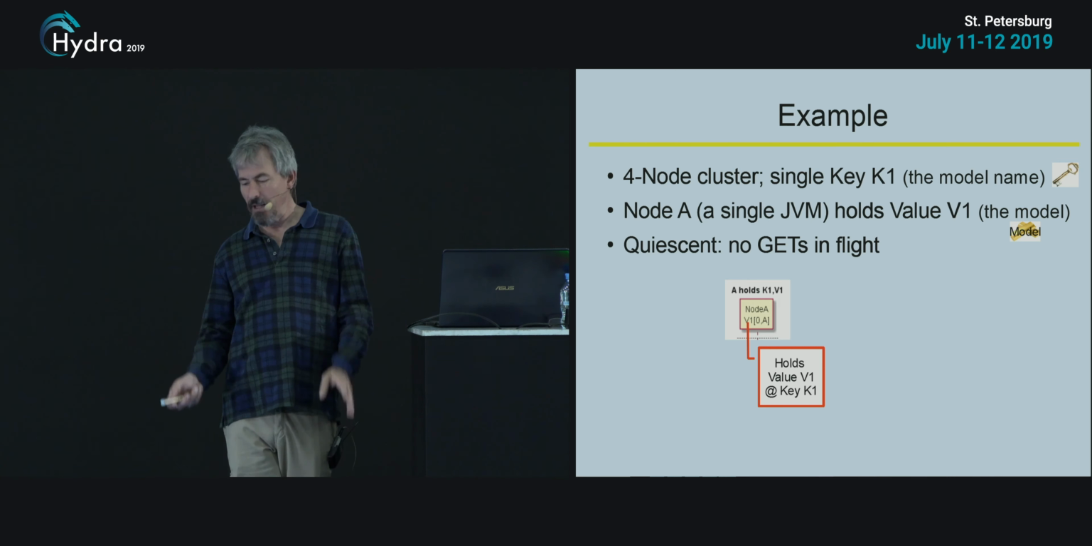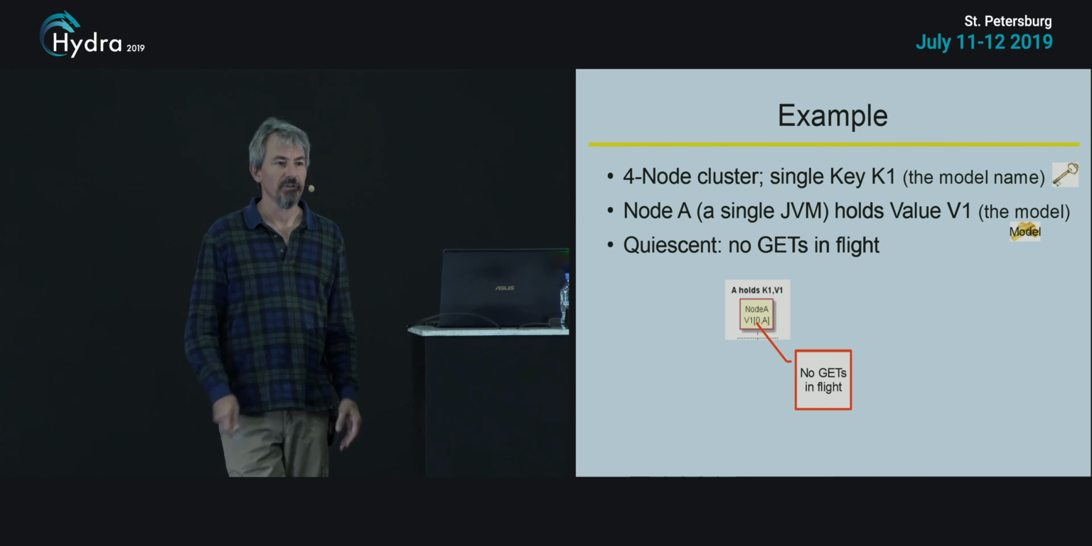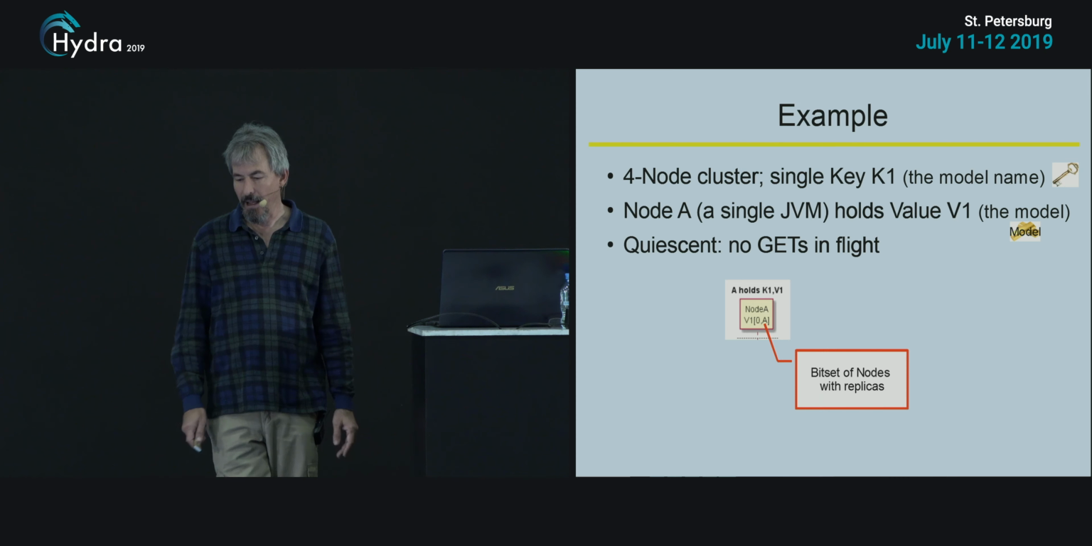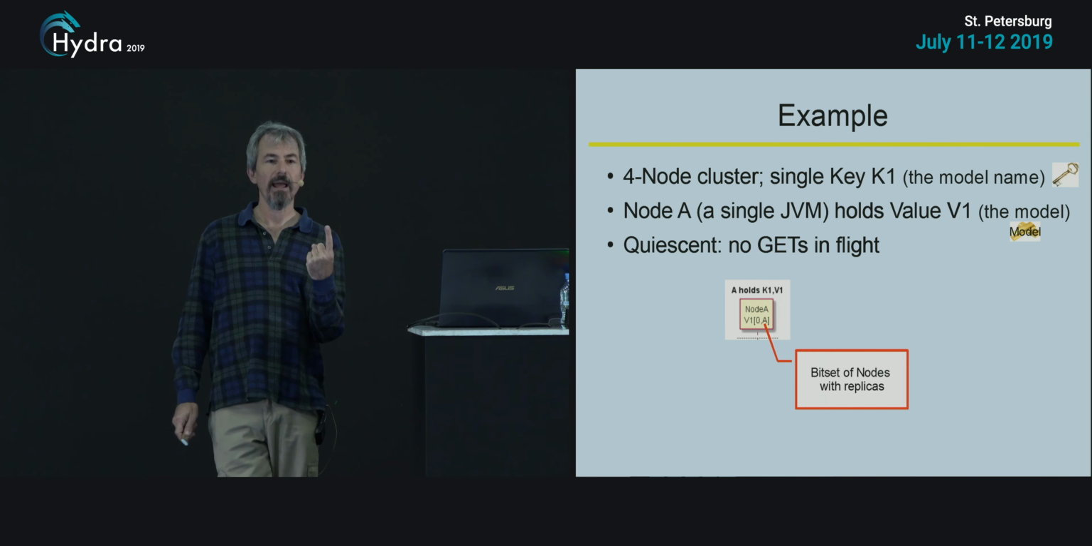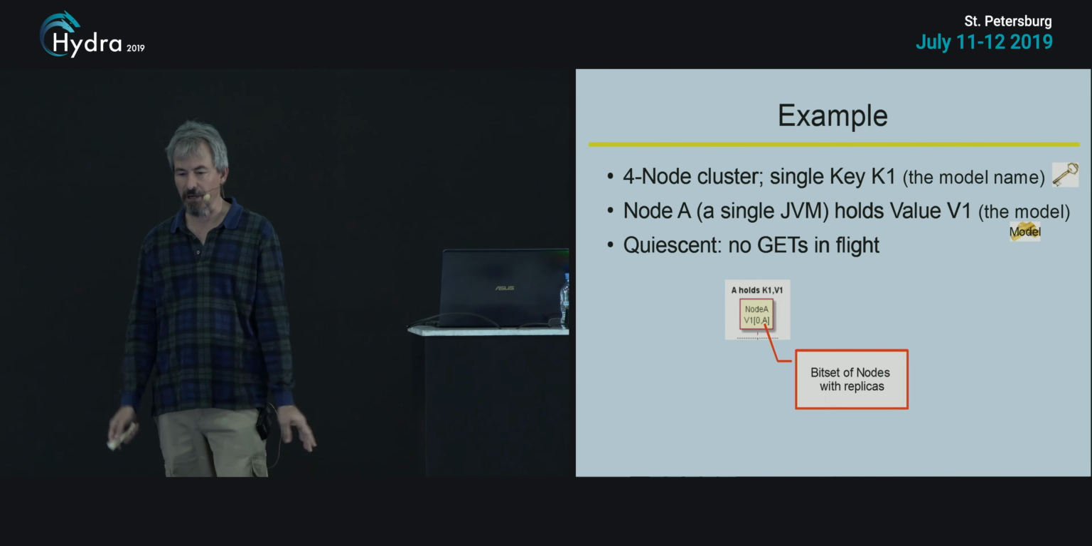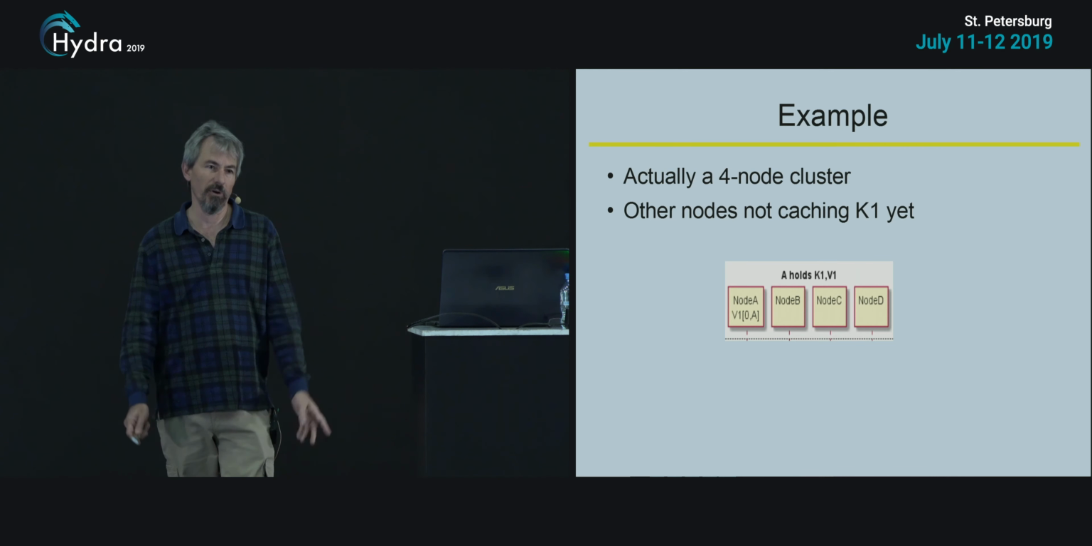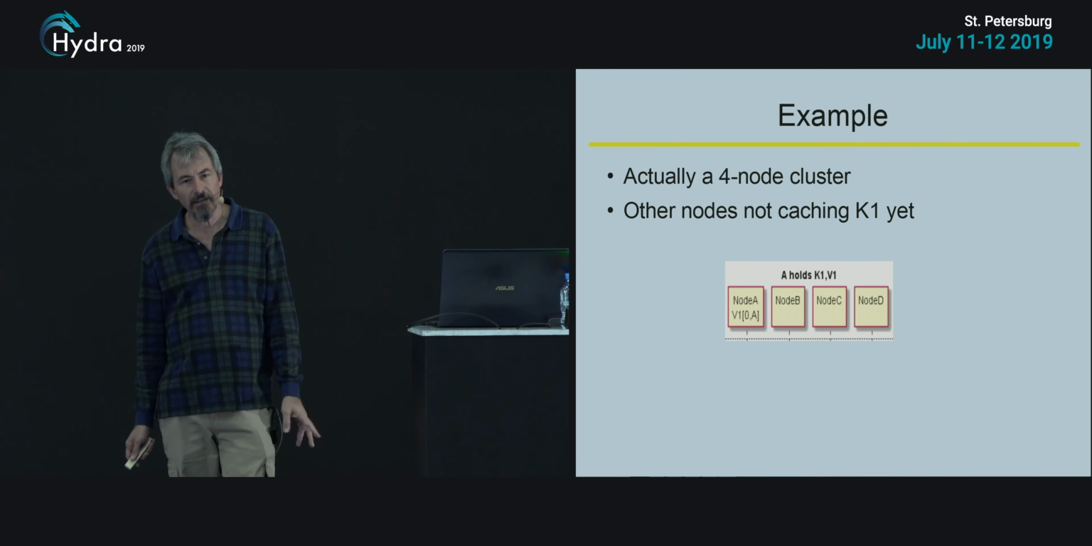And there's no gets in flight. That's the 0, so the system's quiescent. And there's only one replica. It's on node A, the home node. Okay, so that's the starting. That's the initial conditions. It's actually a 4-node cluster. Other nodes have not cached anything yet.